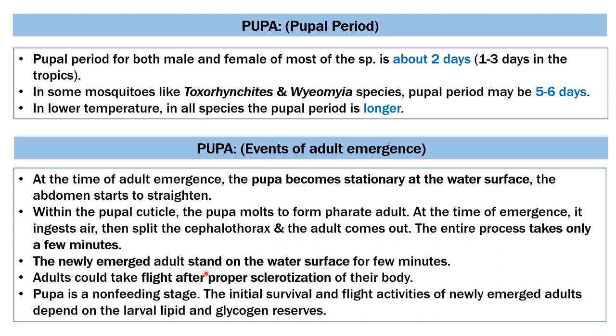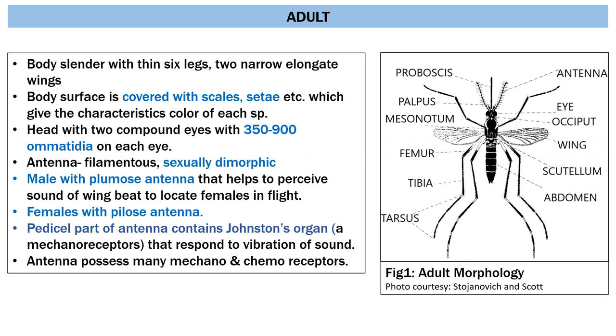The newly emerged adults stand on the water surface for a few minutes because they cannot fly just after emergence. Adults could take flight after proper sclerotization of their body only. Pupa is a non-feeding stage, so the initial survival and flight activities of newly emerged adults depend on the larval lipid and glycogen reserves.